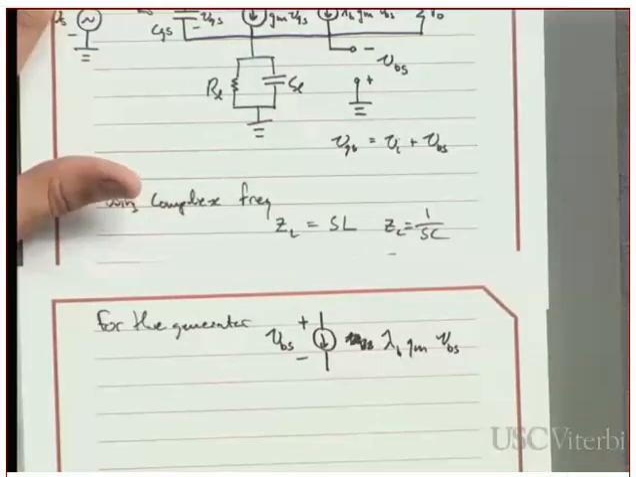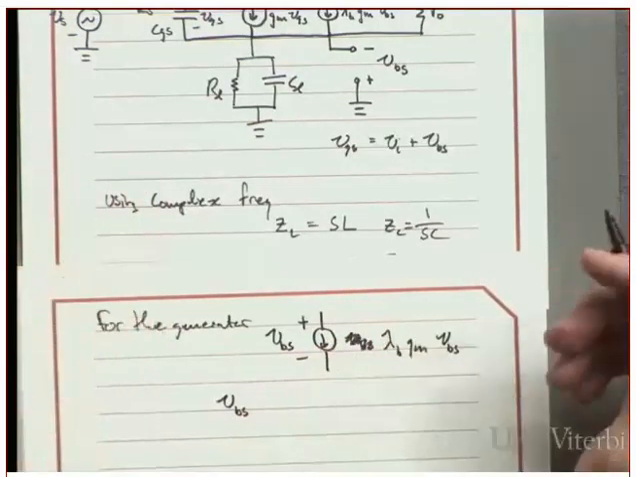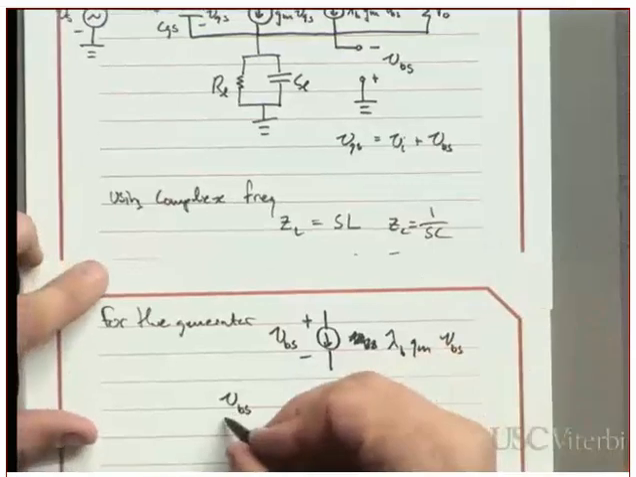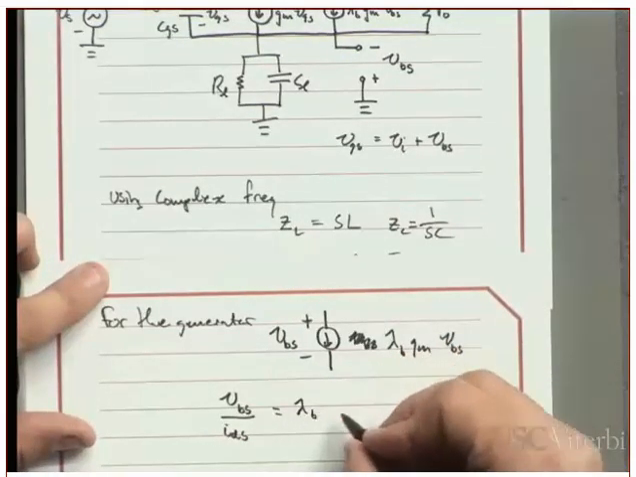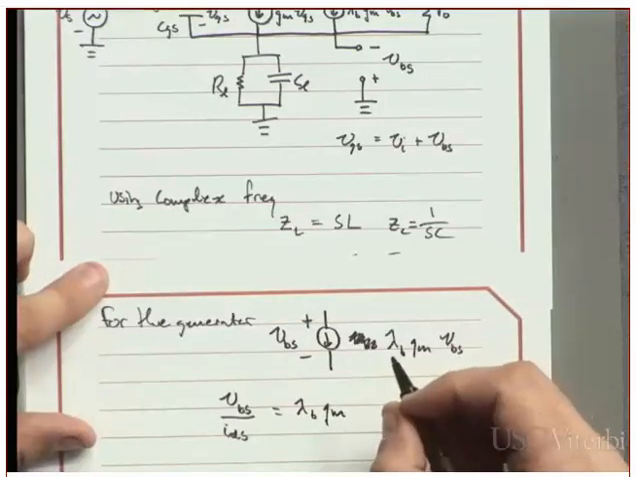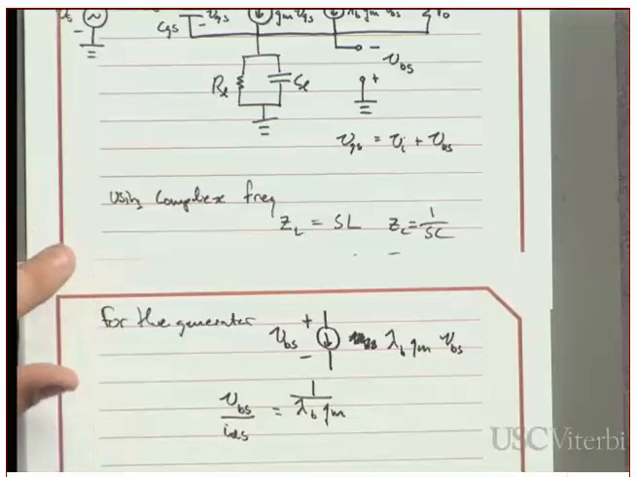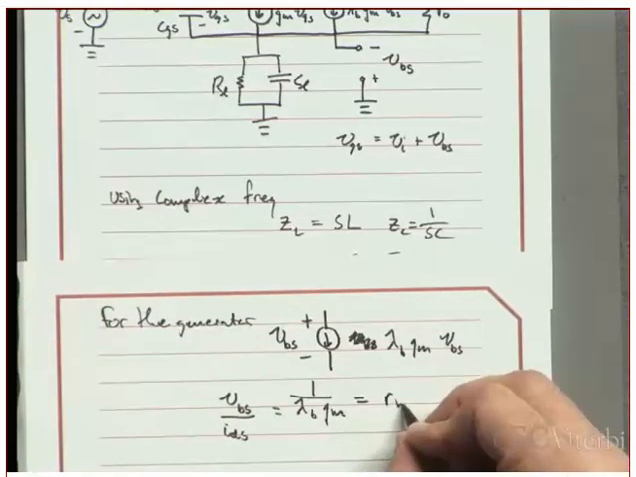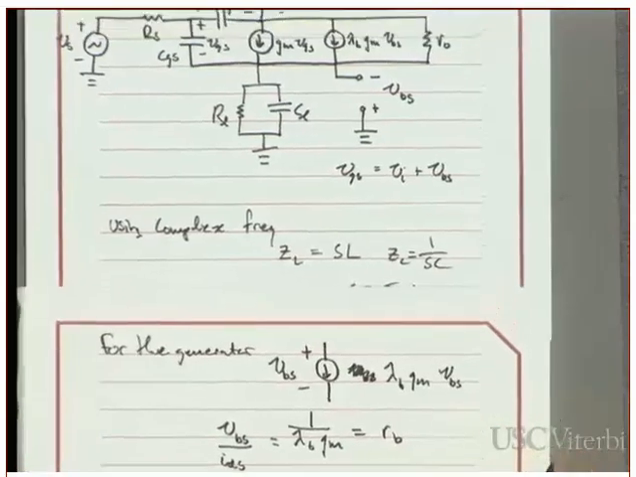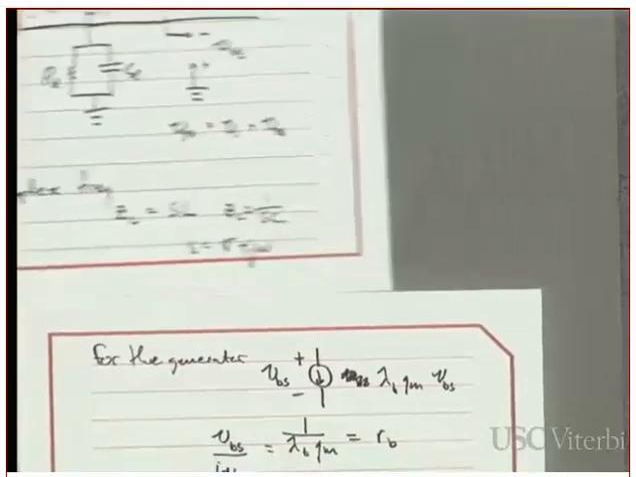So if I look at its contribution to IDS, I have VBS over IDS is lambda B GM. I'm sorry, 1 over that. And so what you usually do is you usually just consider this to be a resistor. Because when a current source depends on the voltage across it, it's basically just a resistor.